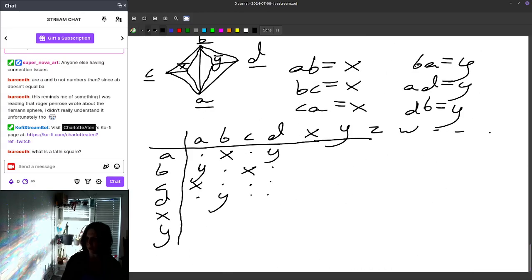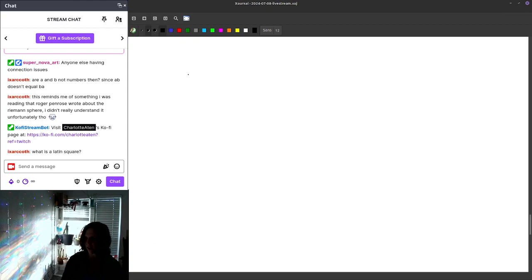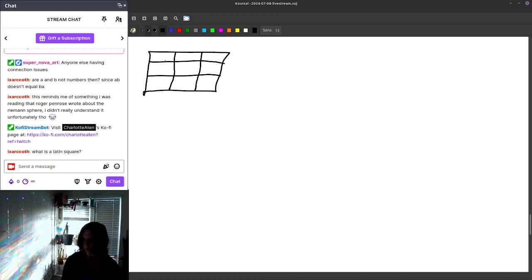Okay, yeah. So Latin square. I did mention it briefly, but let me just show you what I mean. A Latin square is an array of symbols where, I'll do a really small one, there's exactly one of each symbol in each row and each column. So for instance, I'll do a 3 by 3 one.